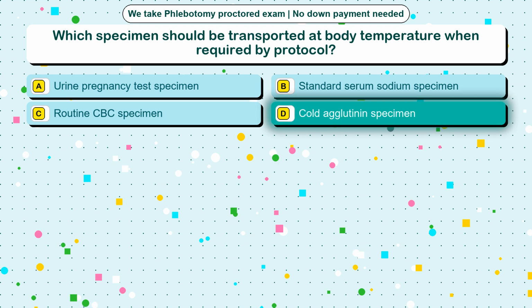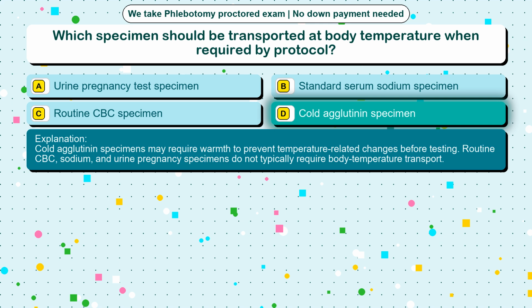The correct answer is option D. Cold agglutinin specimen. Cold agglutinin specimens may require warmth to prevent temperature-related changes before testing. Routine CBC, sodium, and urine pregnancy specimens do not typically require body temperature transport.